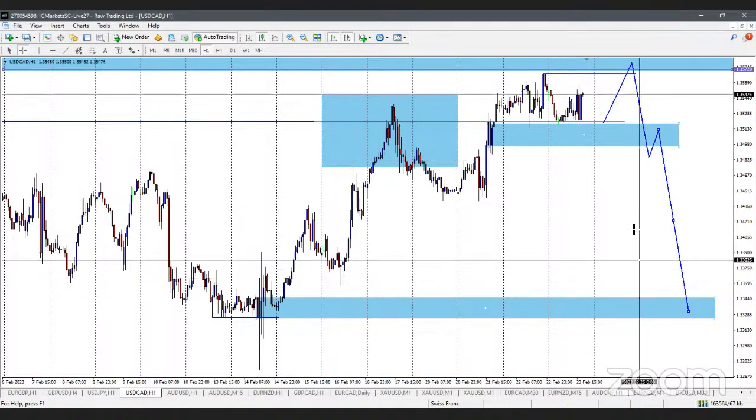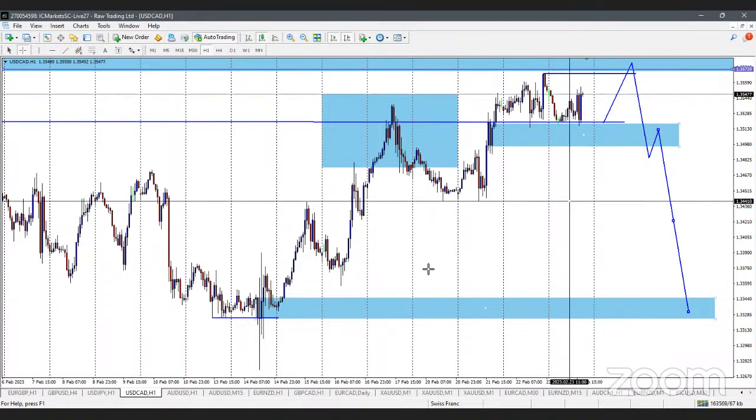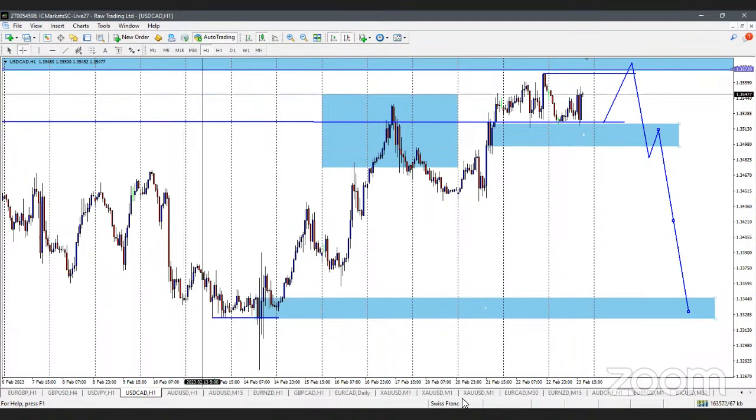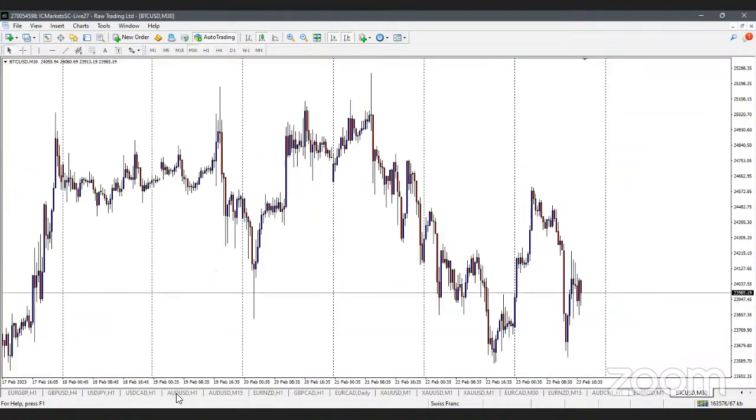1.33639. And as a trade, that wouldn't be a bad trade for the day. So this is my kind of trade call. I think USD CAD is my favorite so far. I think I'll finish off with USD CHF for time because I know I've been on for 30 minutes. I don't want to hold you forever.